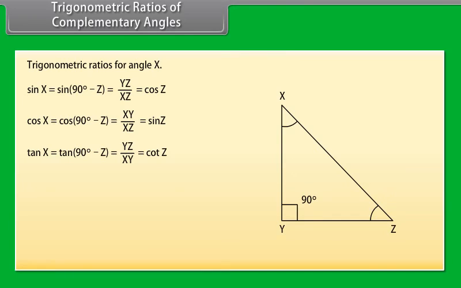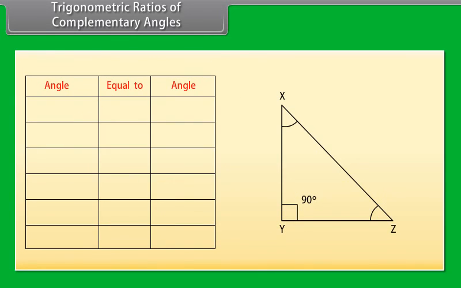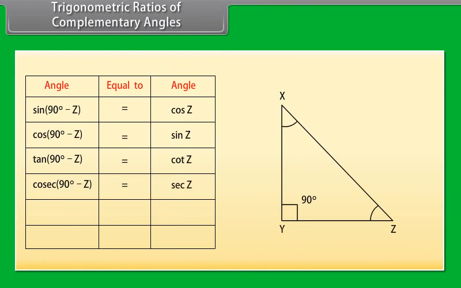Let us now list the trigonometric ratios of angle X. Sin X is equal to sin 90 degree minus Z, which equals YZ upon XZ, which equals cos Z. Cos X is equal to cos 90 degree minus Z, which equals XY upon XZ, which is equal to sin Z. Tan X is equal to tan 90 degree minus Z, which equals YZ upon XY, which equals cot Z. Cosec X is equal to cosec 90 degree minus Z, which equals XZ upon YZ, which equals sec Z. Sec X is equal to sec 90 degree minus Z, which equals XZ upon XY, which equals cosec Z. Cot X is equal to cot 90 degree minus Z, which equals XY upon YZ, which equals tan Z.